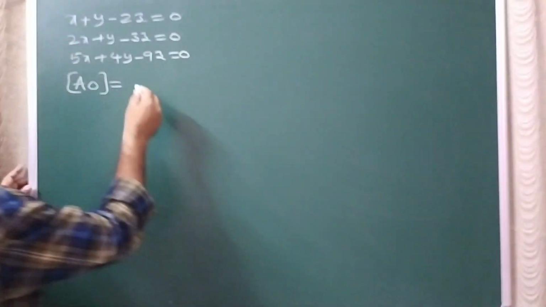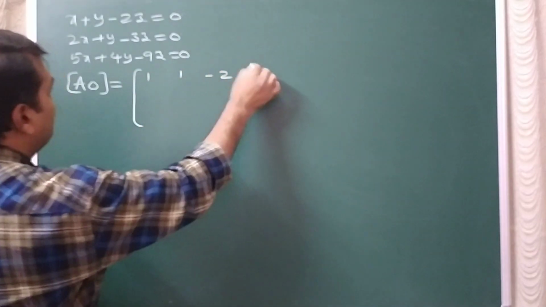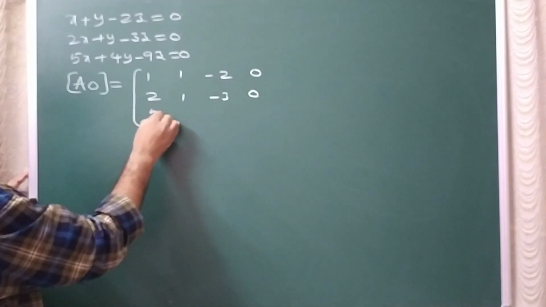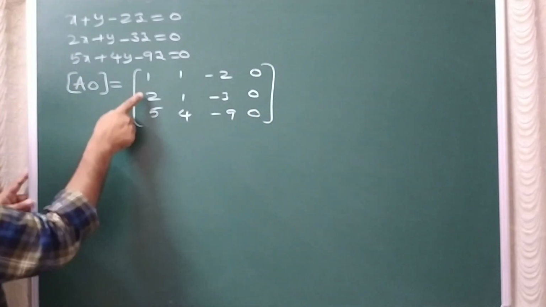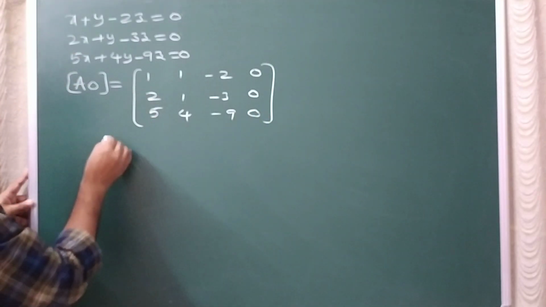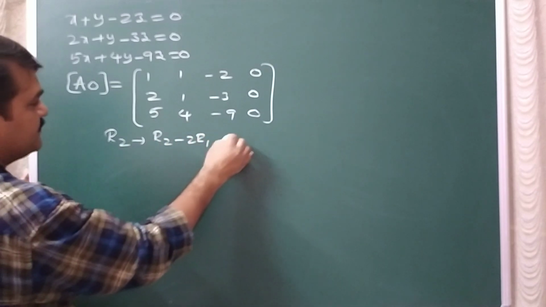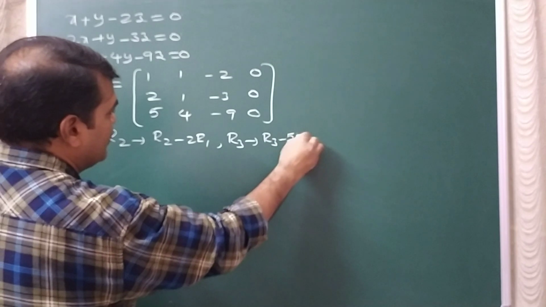So take the augmented matrix. 1, 1, minus 2, 0. 2, 1, minus 3, 0. 5, 4, minus 9, 0. So first step, try to get zeros in these two places. So R2 minus 2 R1, R3 minus 5 R1.